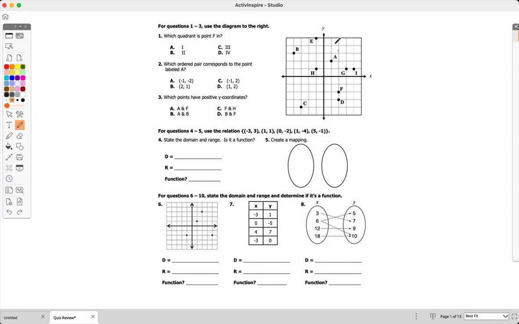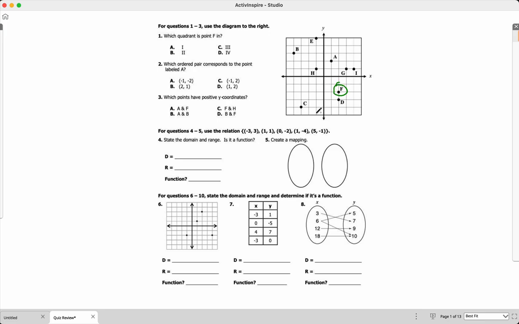What quadrant is point F in? Well, here's F right here. That's in our quadrant 1, 2, 3, 4, so it's D. The ordered pair A corresponds to 1 over, 2 up, so it's again another D. Then we're looking at what has positive y coordinates. Quadrant 1 and quadrant 2 have positive y coordinates. So A is in there, but F is not. F is below. A is in there, and B is too, so that's the right answer. Our best answer is B.